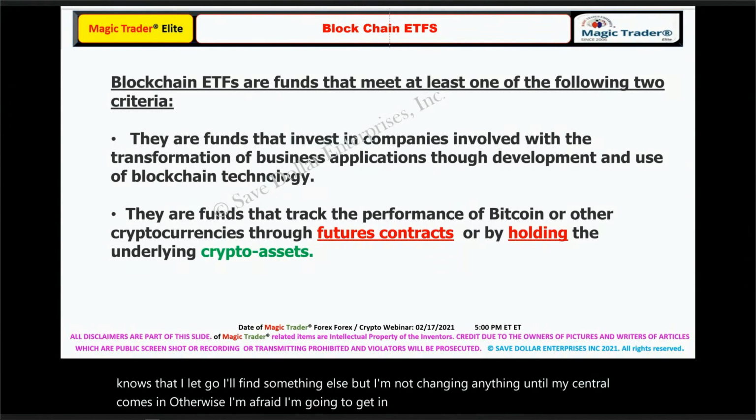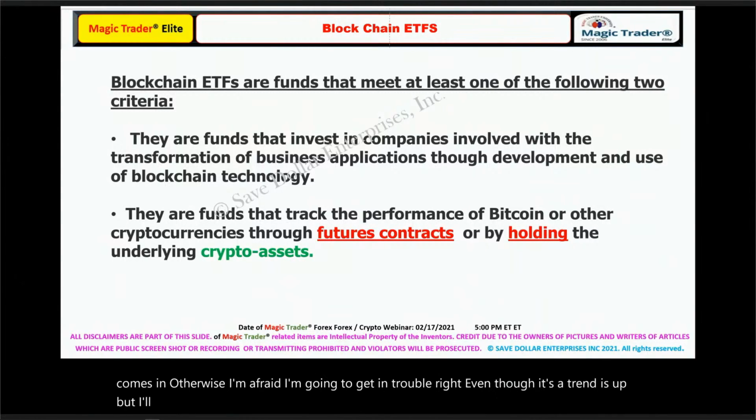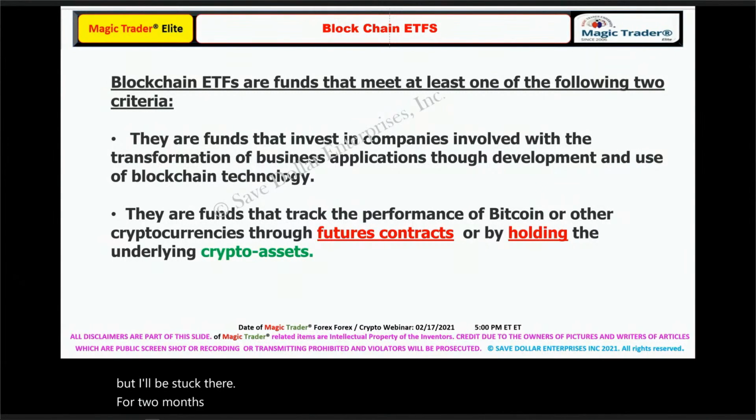Even though the trend is up, I'll be stuck there for 2 months sometimes. I don't want to do that. So you've got to wait for your entries. And Magic Trader has so many entries and exits.